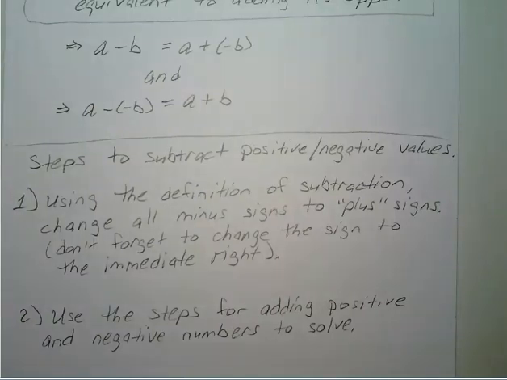Change all minus signs to plus signs. And that's if you have multiple terms, more than two. So if you have 3 or 4 terms you're adding together, it's usually easier to change them to plus signs. And then after you're done, you want to use the steps for adding positive and negative numbers that we just did.